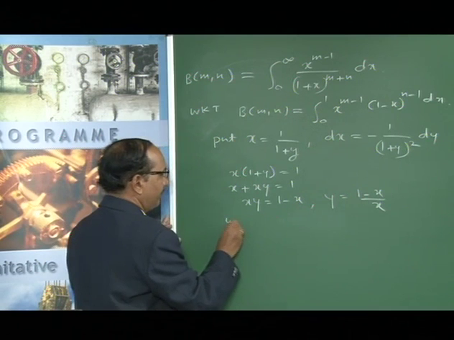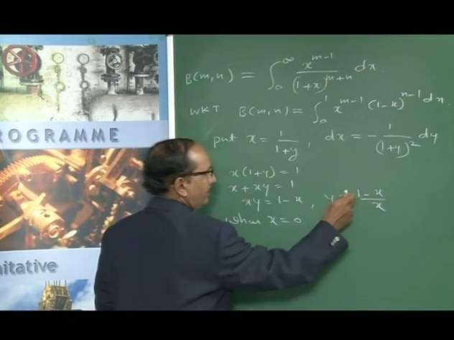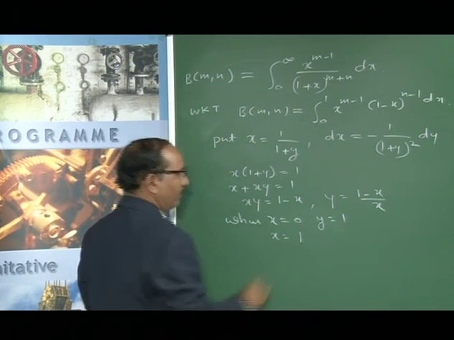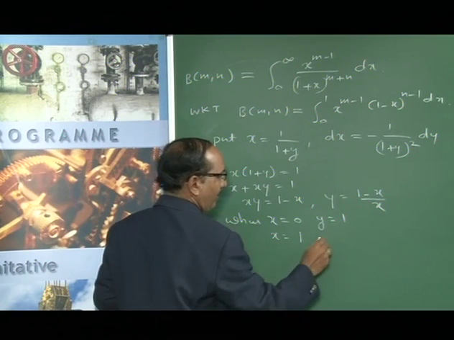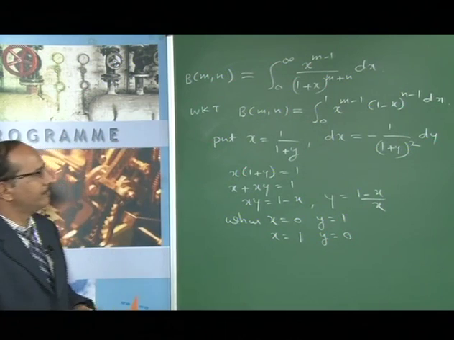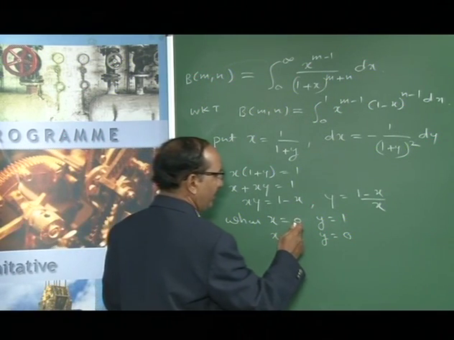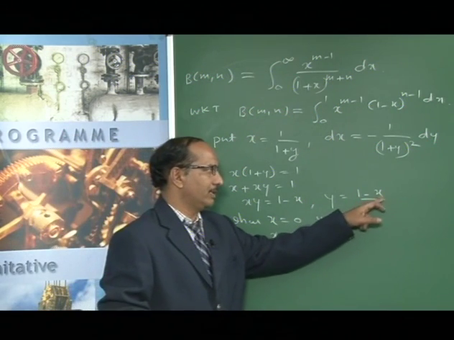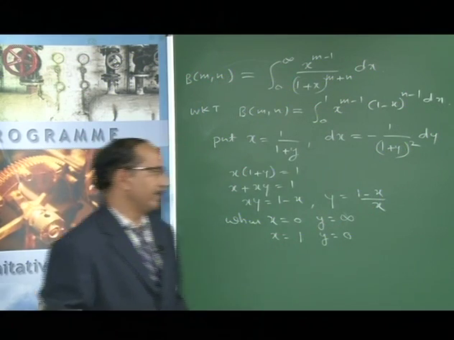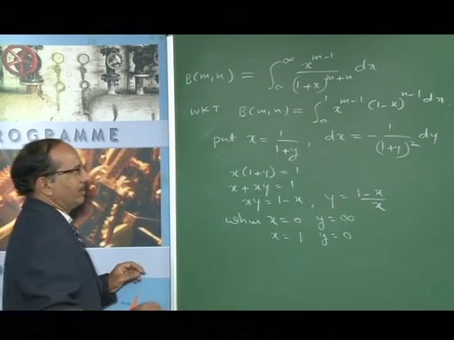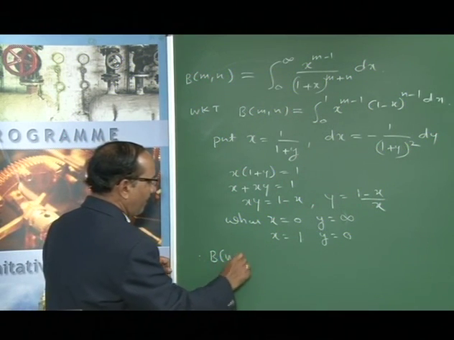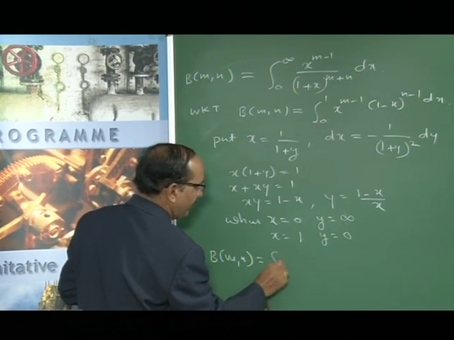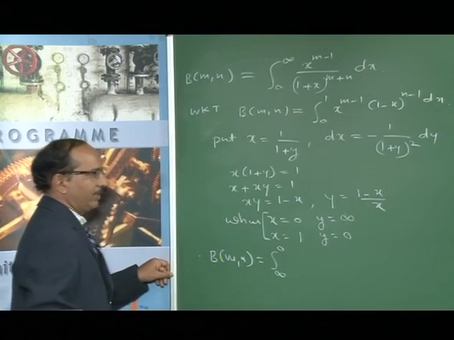When x equals 0, it is 1 minus 0 divided by 0, and 1 by 0 is infinity, so y is infinity. And when x equals the upper limit 1, it is 1 minus 1, that is 0, divided by 1, so y equals 0. So the limits 0 to 1 are converted to infinity to 0.